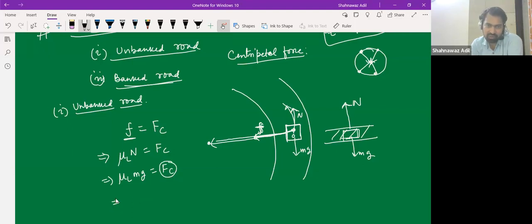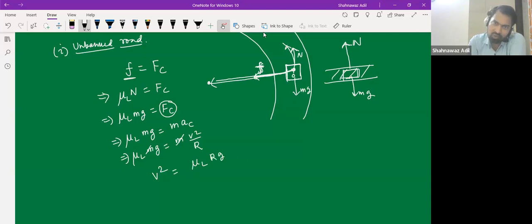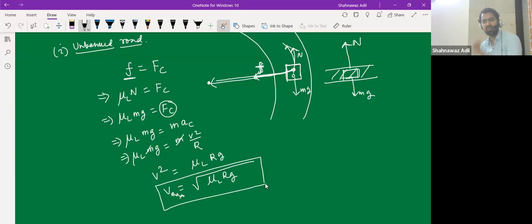What is the value of centripetal force? That is m into acceleration, ma, and we already know the centripetal acceleration is v square by r. So m cancels, and we calculated the maximum speed with which the cyclist has to move in the circular track so that he doesn't slip. This v max we calculated was root of mu g r, right?